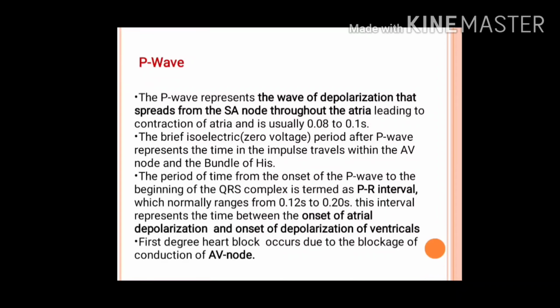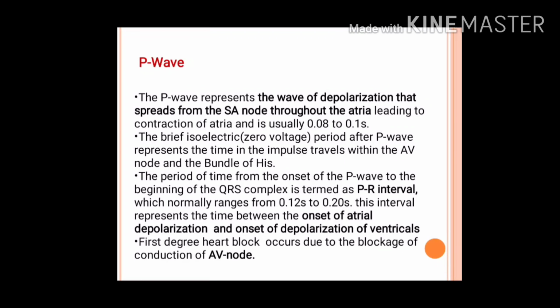The P wave represents the wave of depolarization that spreads from the SA node throughout the atria, leading to contraction of atria, and it lasts for 0.08 to 0.1 second. Two things that we have to know. One is what is depolarization and what is SA node.